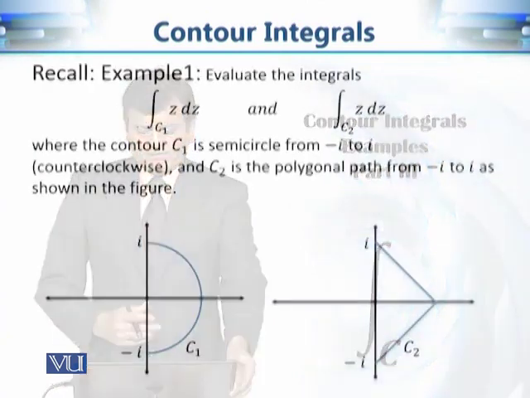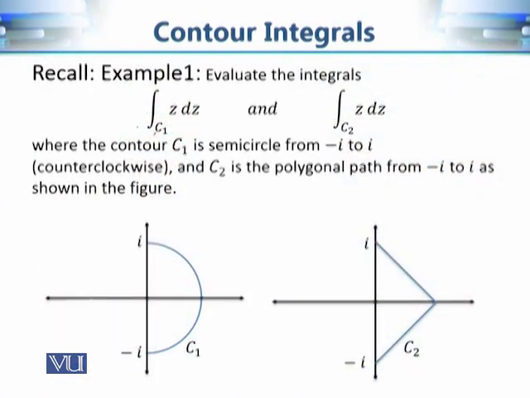Now, let's recall what we have calculated so far. In example 1, we evaluated this integral. The integrand is z, and we evaluated it along the contour C1, which is this semicircle from minus iota to iota. Then, in the same example, we integrated the same function along a different contour C2, with the same initial and final point, and the result that we calculated in both cases was that the contour integral is 0.